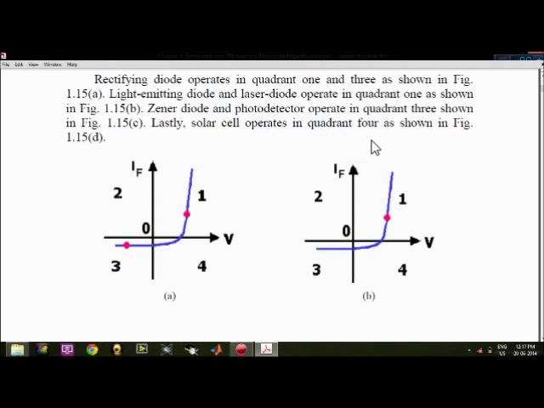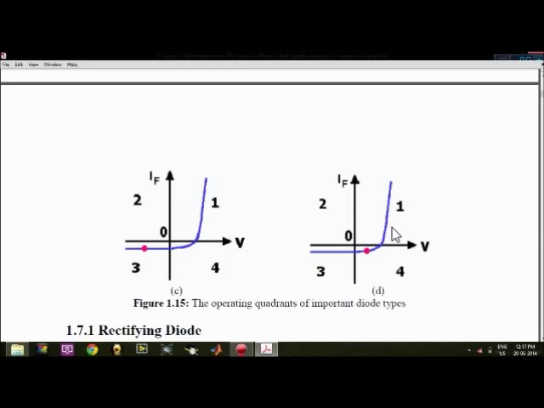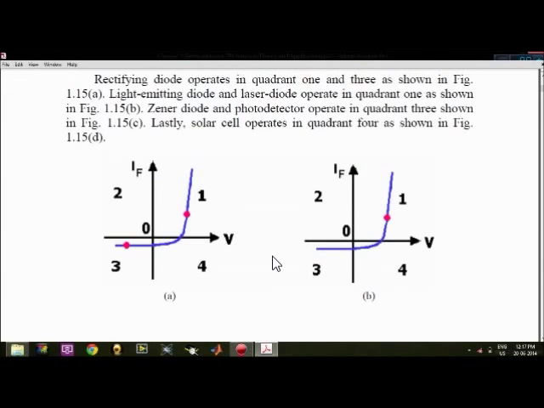So this is a quadrant picture. You can see the rectifier diode operates in the quadrant 1 and 3. In this part, the pink region, the light emitting diode and laser diode operate in the first quadrant. Zener diode and photodiode operate in the quadrant that is shown in this diagram. That means there are several operations on the basis of which they have been biased.